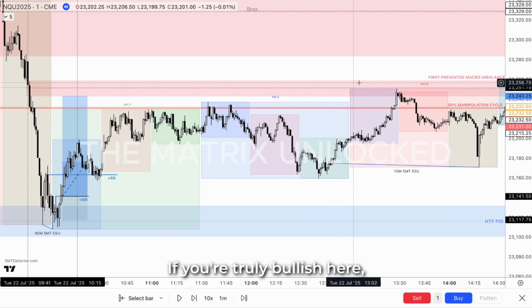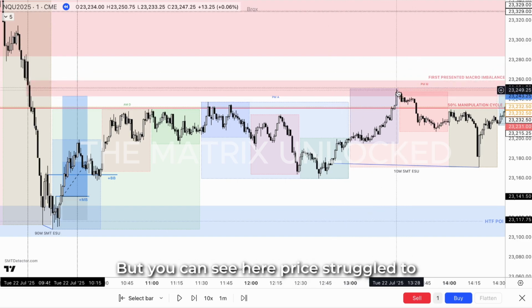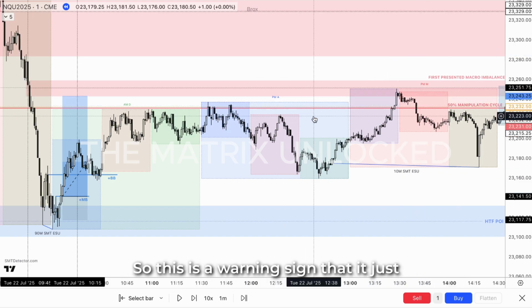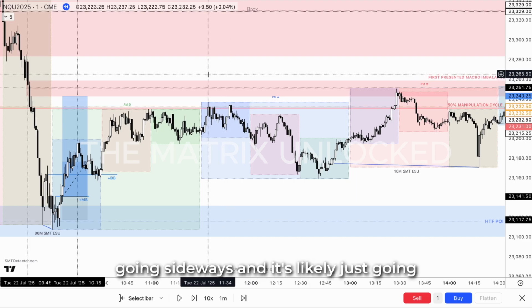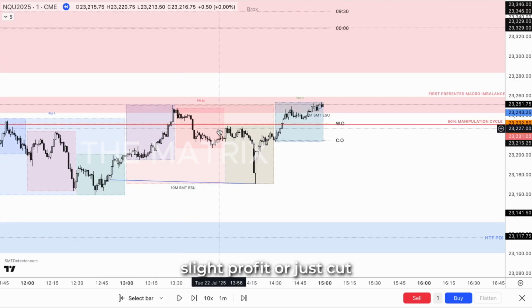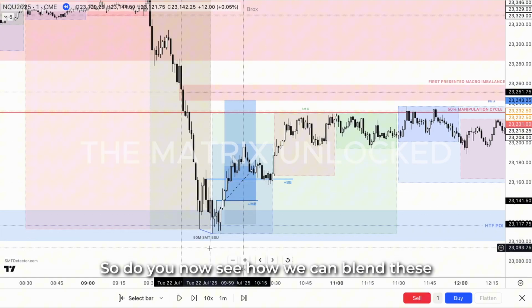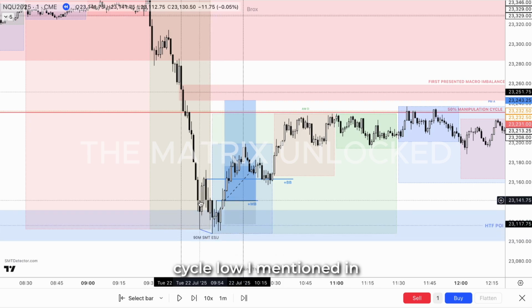If you're truly bullish here, price should have closed above this imbalance and used this as support. But you can see here, price struggled to close inside, rejected a bit, went lower. So this is a warning sign that just told me, all right, price is just going to keep going sideways, and it's likely just going to end up being a slight profit or I just cut the position right before market close.